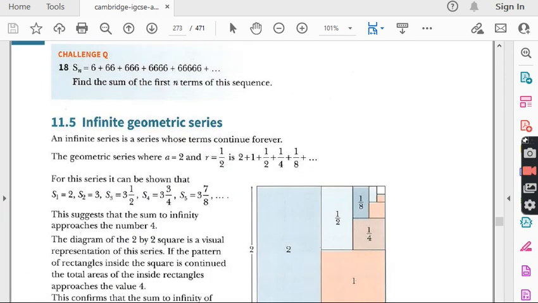The next is infinite geometric series. So don't worry, I will do each and every question, each and every part, and each and every exercise.